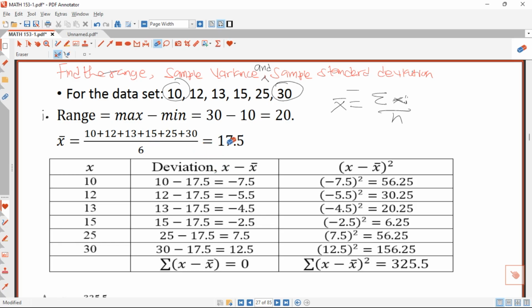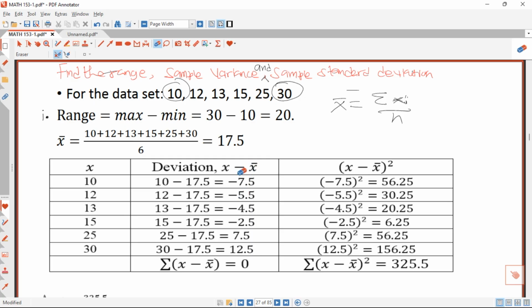When you subtract 17.5 from 10, we get negative 7.5. When you subtract 17.5 from 12, you get negative 5.5. When you subtract 17.5 from 13, you get negative 4.5. From 15, you get negative 2.5. From 25, you get 7.5. And from 30, we get 12.5. Note, this is just the mean deviation, right?